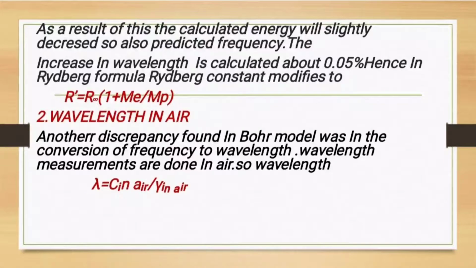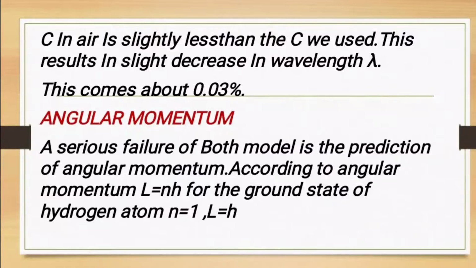The second one, wavelength in air. Another discrepancy found in Bohr model was in the conversion of frequency to wavelength. Wavelength measurements are done in air, so wavelength λ = c_air/ν_air. c in air is slightly less than the c we used. This results in a slight decrease in wavelength λ. This comes to about 0.03%.